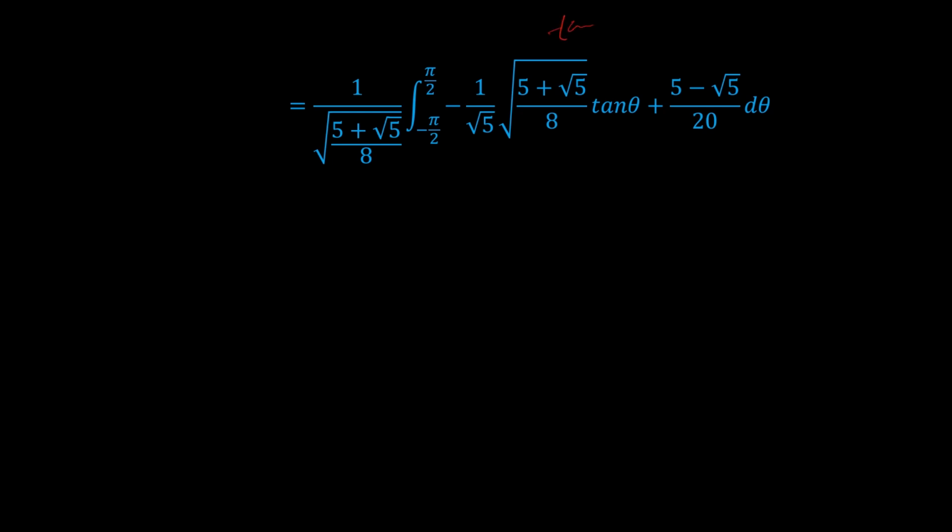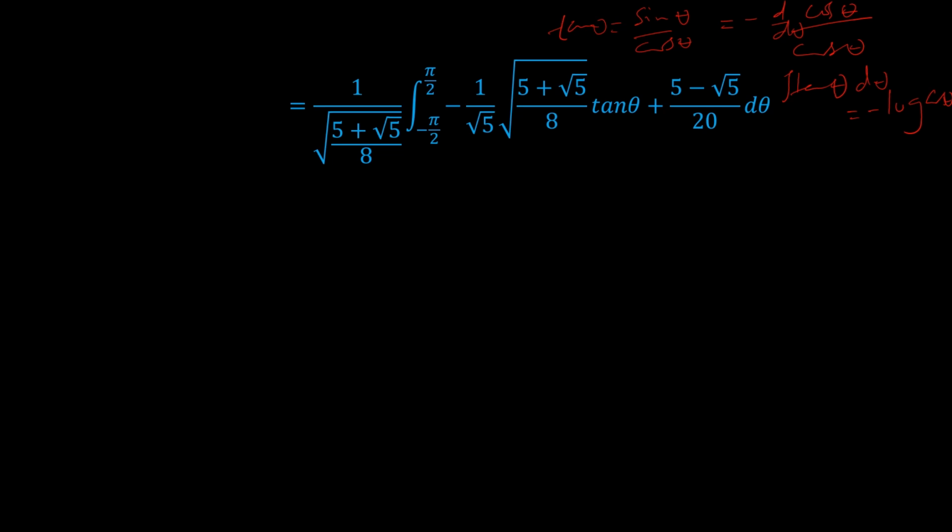Tan theta is the same as sine theta over cos theta, which is the same as negative derivative of cosine theta over cos theta, such that the integral of tan theta is equal to negative natural log of cosine theta. Okay, so this is easily integratable.